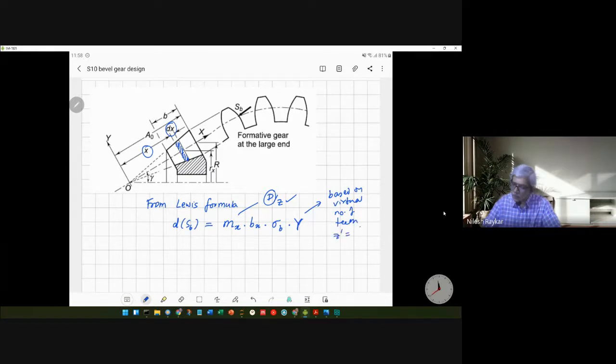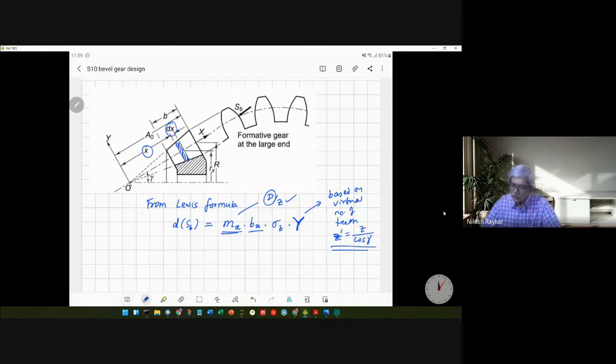So Z dash equal to Z divided by cos of gamma. Note that although the module and other dimensions are changing, this virtual number of teeth would remain the same for all these slices. So the same form. So this Y is not a function of X. Y is independent of X, whereas the width Bx is also not a function of X, but Mx is a function of X. So that is what we have to write.